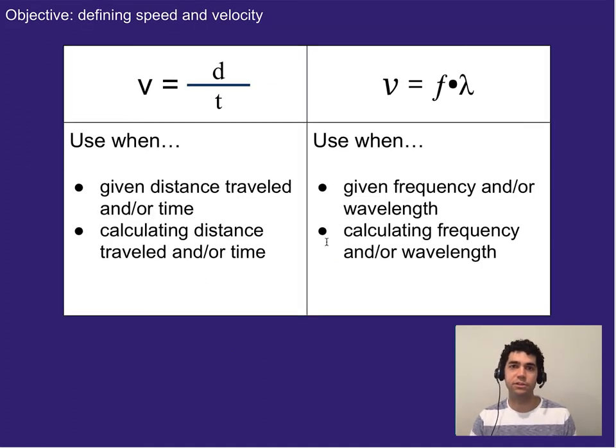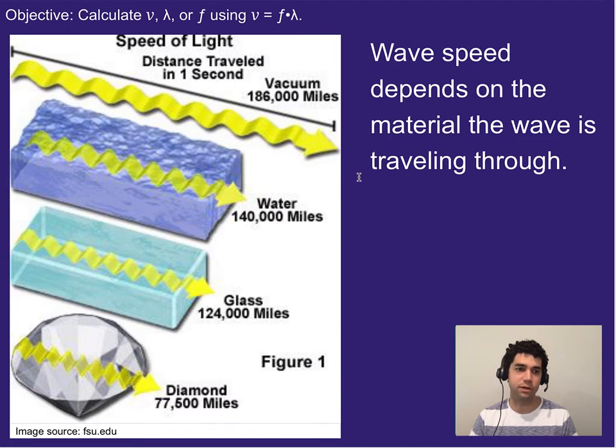All right, so let's recap a little bit real fast. We have two different ways that we're calculating wave speed. One is a general speed calculation, speed equals distance divided by time. And the other is using properties of waves, so frequency and wavelength. So here are some hints on when to use each one. If you're given a distance traveled and or a time and you're calculating a distance and a time, you probably just want to use the traditional speed equation. But if you're given frequency or wavelength instead, then you probably want to go with the wave speed equation this way. So just pay attention to what the given info is, and that will steer you towards which one to use.